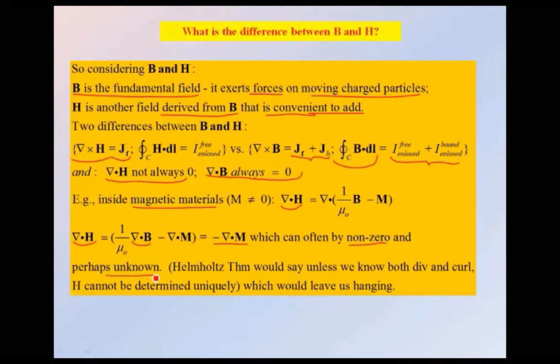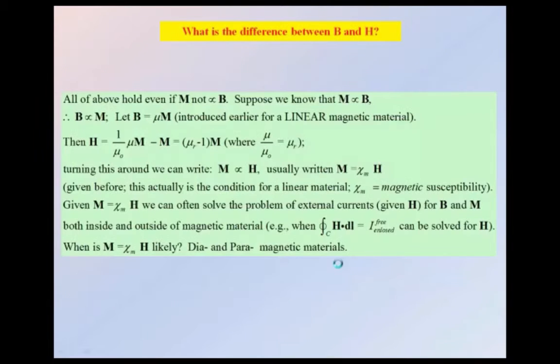that it's unknown. Now if you remember the Helmholtz theorem, it says unless we have both the divergence and curl of a vector, and this includes H, you cannot determine it uniquely. Often this will leave us hanging. All of the above is true even if you have M not proportional to B. So let's suppose we have this situation.